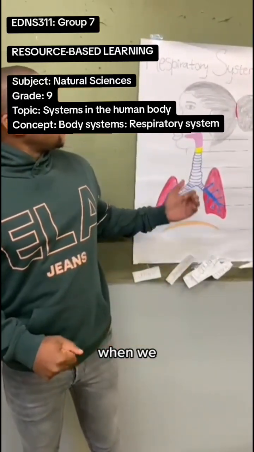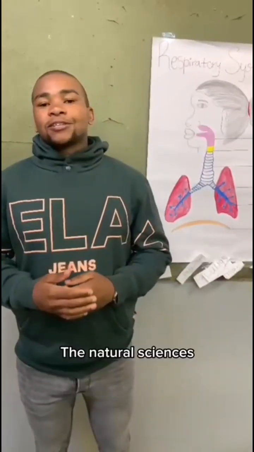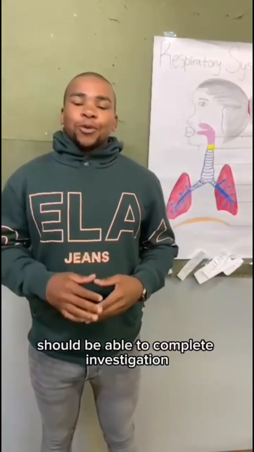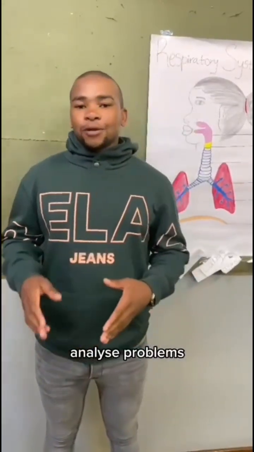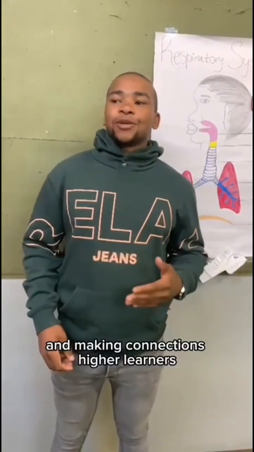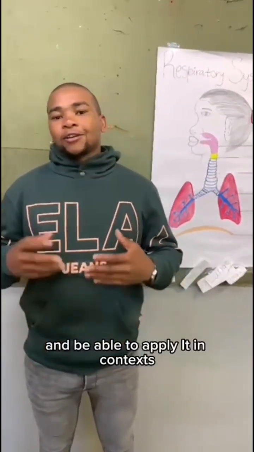When we investigated our topic, we observed that the Natural Sciences specific aims are linked to it. Specific aim number one is doing science, whereby learners should be able to complete investigations, analyze problems, and apply practical skills. Specific aim number two is knowing subject content and making connections, where learners should have a grasp of scientific, technological, and environmental knowledge and be able to apply it in context.